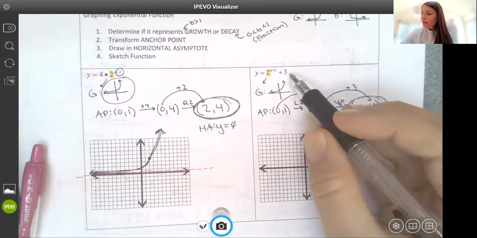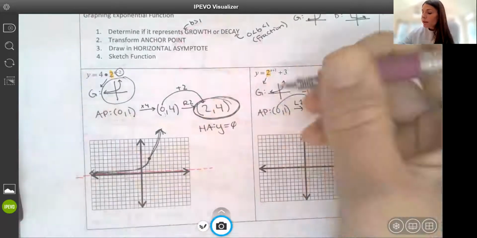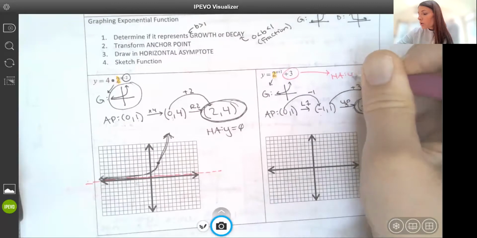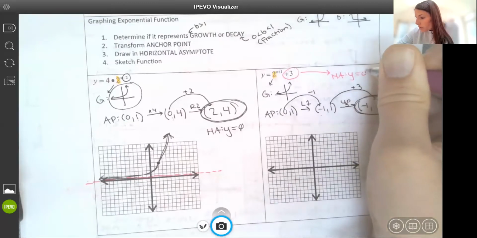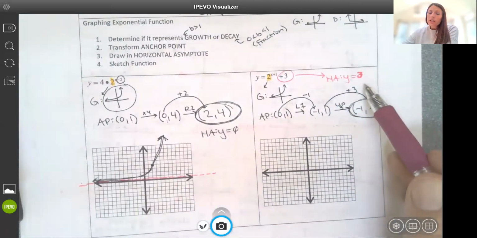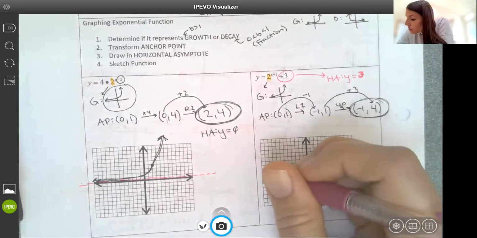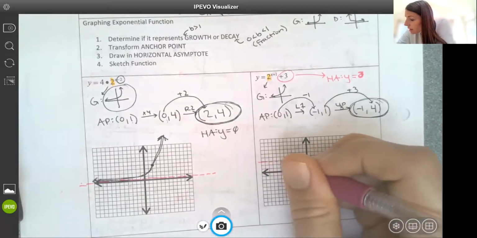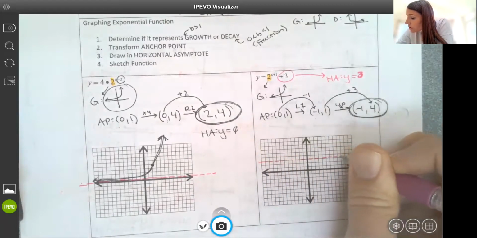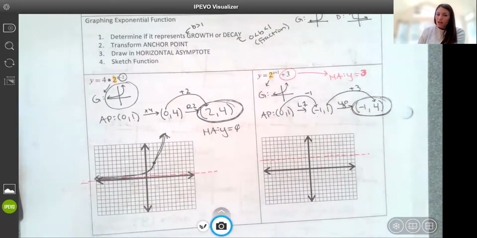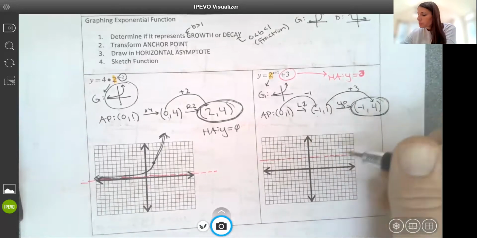Now, because I had this shift up and down, that's changing my horizontal asymptote. It is now going to be at y equals 3, because I've moved up 3. So I go up 3. Now I'm approaching here. So when I draw on my graph, I should not be crossing that line. If I cross that line, then I don't understand the concept of what that asymptote is.